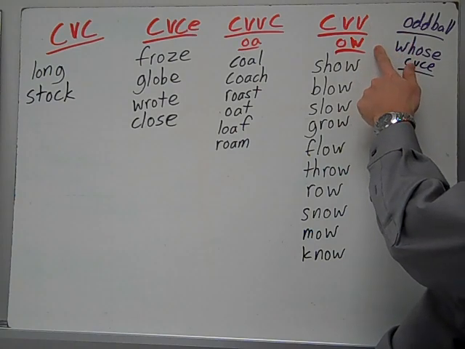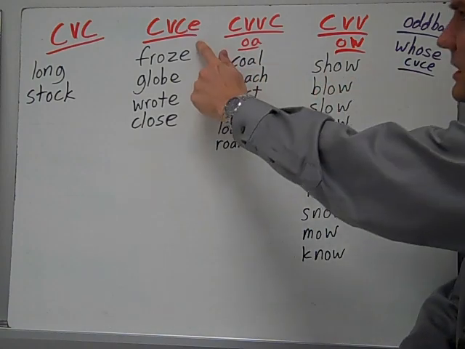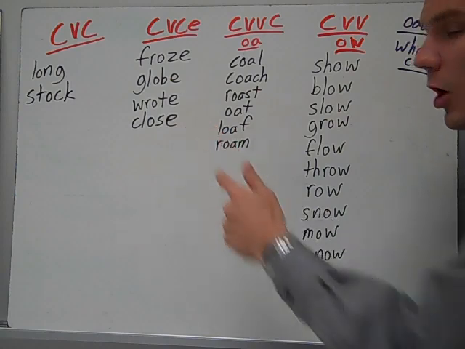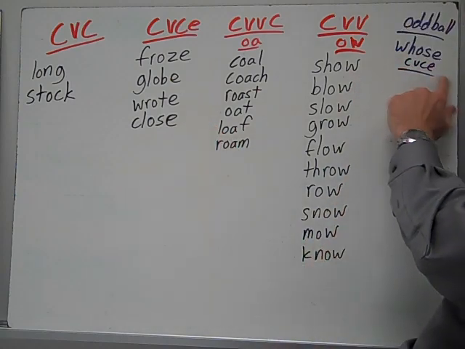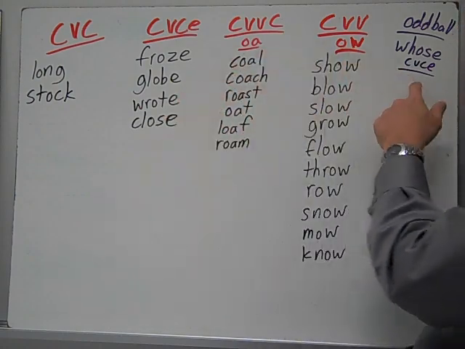CVV, OW words, we already went over those. And then we have one oddball, which fits the CVCE pattern, but this word is whose. Who, it's not hose, it's whose. So the whose word doesn't have the same long O sound, so it doesn't fit in that column. We put it in the oddball.